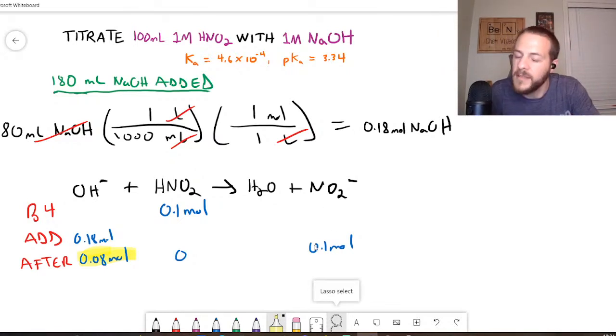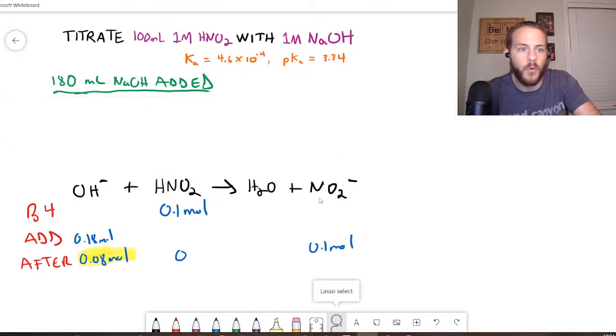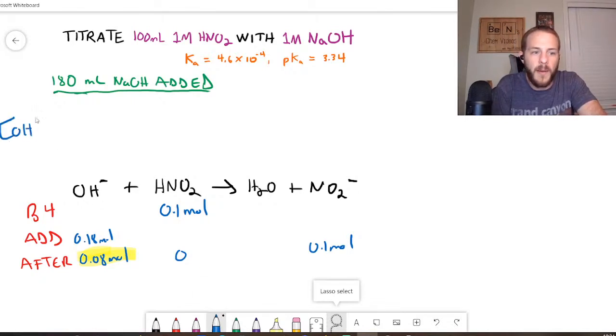Yes, the nitrite ion does behave as a base, but it behaves as a very, very weak base, and hydroxide is a much, much, much stronger base. So we're going to ignore the contribution of nitrite to the hydroxide concentration because it's very, very small. Unimportant.